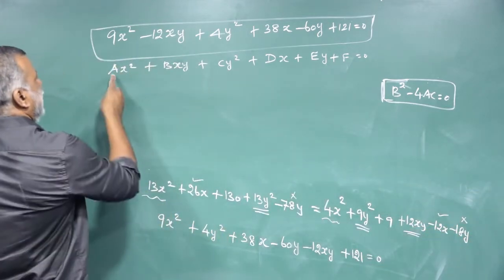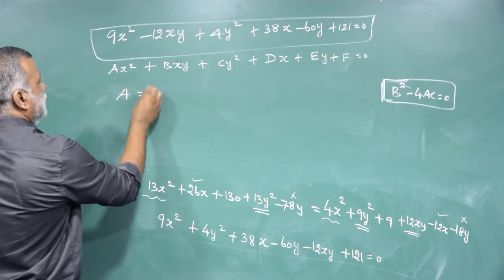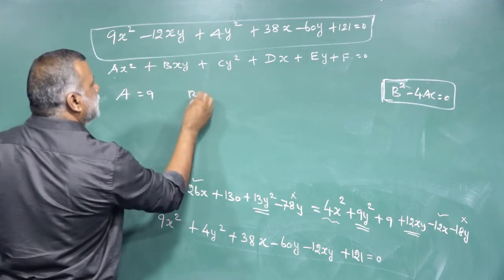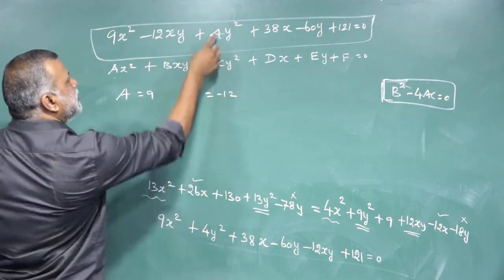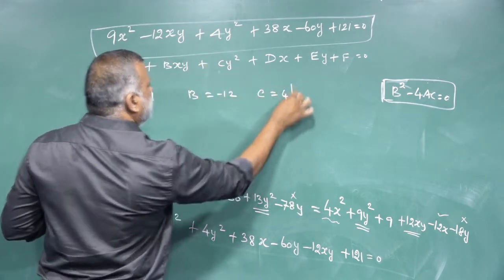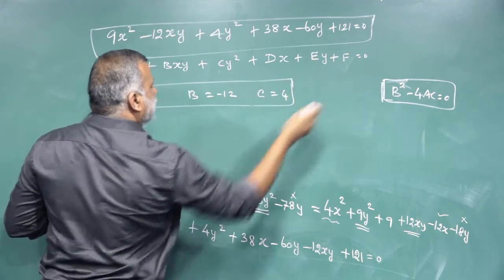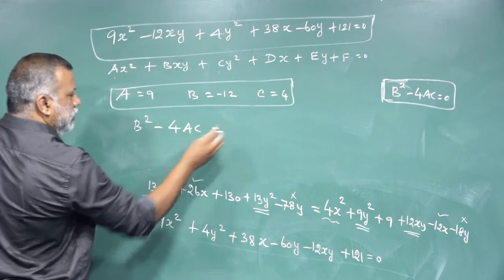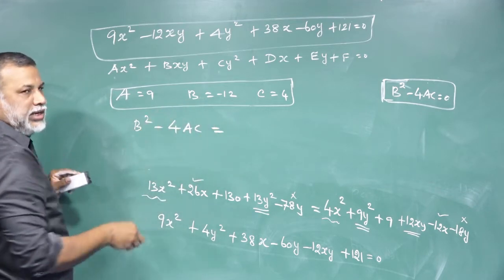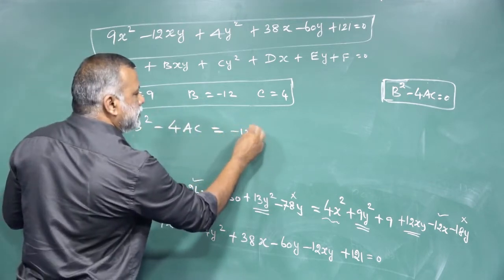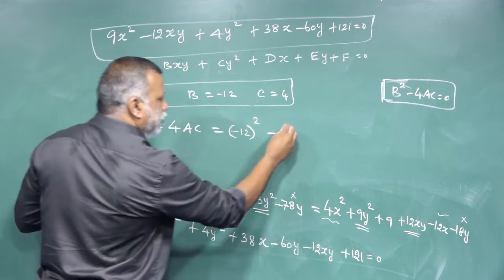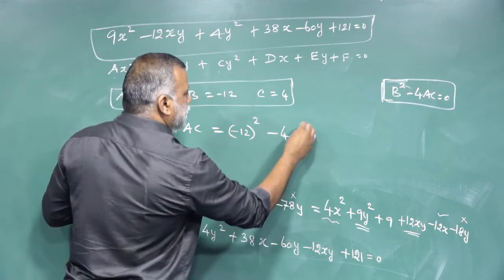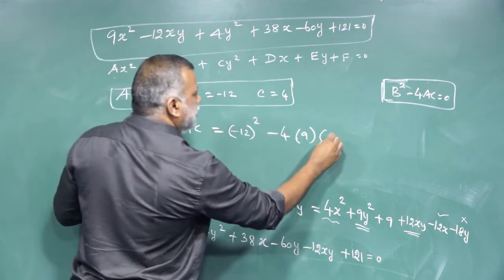Now listen. A equal to 9. Compare here. A equal to 9, b equal to minus 12, c equal to 4. See that condition? B squared minus 4ac equal to. What is the meaning of b squared? Minus 12 squared, minus 4 into, what is the value of a here? 9. Then what is the value of c here? 4.